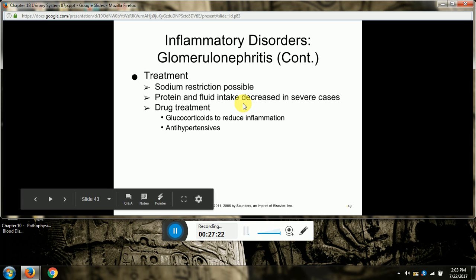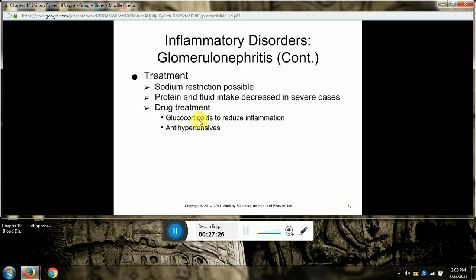For drug treatment, they get large doses of steroids and antihypertensive medications and diuretics to try to literally push the water out of their system. Sometimes if there's too much water in the peritoneum, like ascites, you could do a peritoneal tap where the water is physically tapped out of the peritoneum.